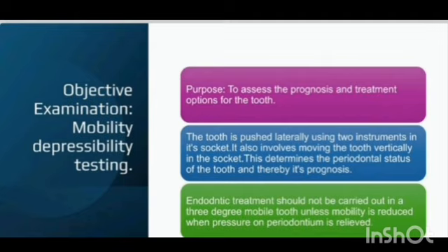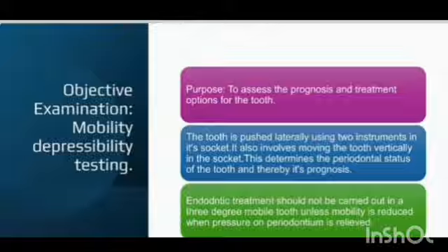And then another test is the mobility and depressibility testing. Here the tooth is pushed laterally with two instruments, and it is also pushed vertically into the socket. So this is done to determine the periodontal status of the tooth and its prognosis. So treatment should not be carried out in a class 3 mobile tooth unless the pressure on the periodontium is relieved. So it has to be correlated with Miller's classes of mobility.